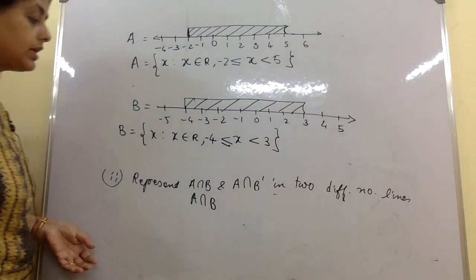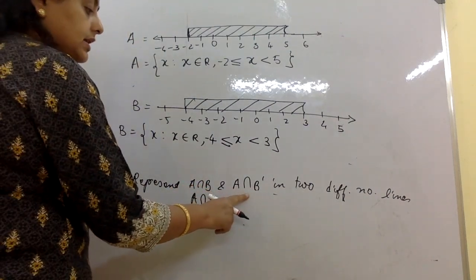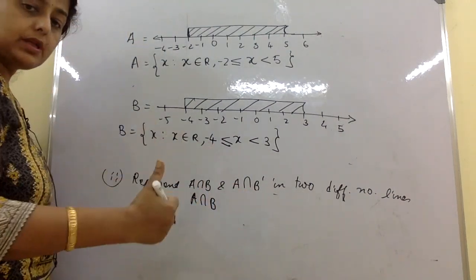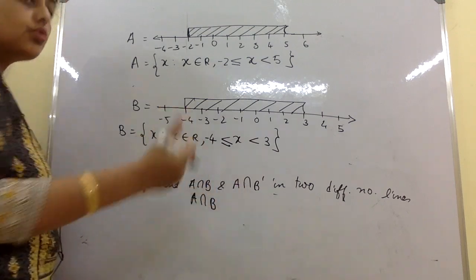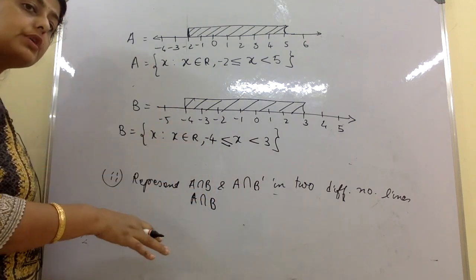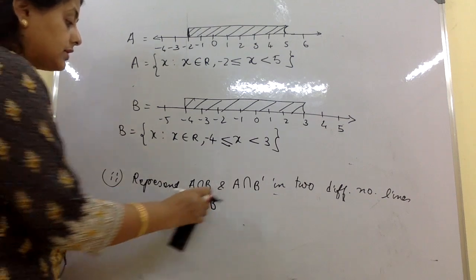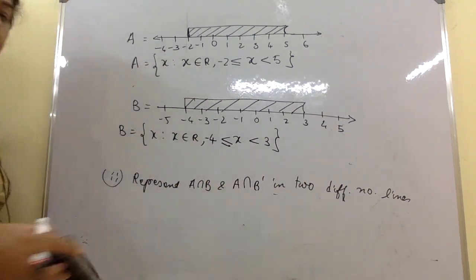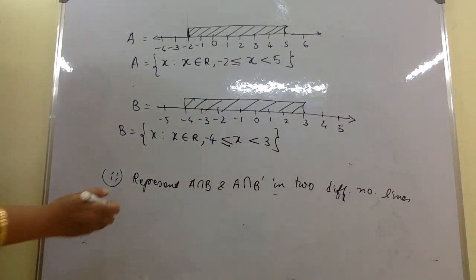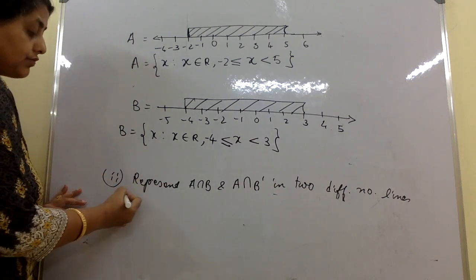So here we have A intersection B complement, the numbers of A common with those numbers which are not there in B. Okay, so that is the meaning. Now we have to draw number lines, separate ones for them. So how to draw? Let's take the first one first.